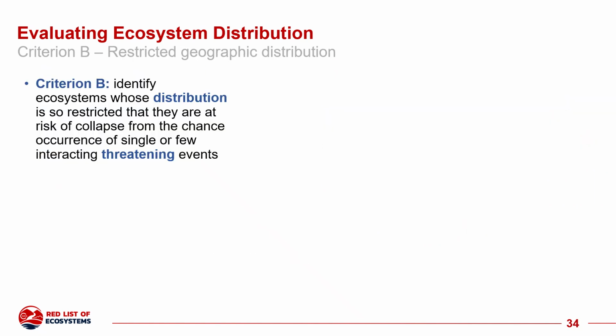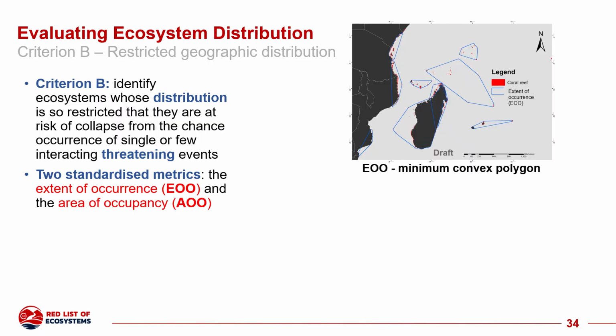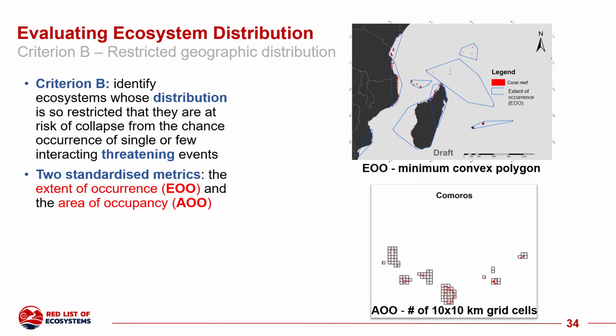Criterion B is used to identify ecosystems whose geographic distribution is so limited that they are at risk of collapse due to the chance occurrence of one or a few threatening events, such as a cyclone, bleaching event, or disease outbreak, completely wiping out the ecosystem. To assess Criterion B, the Red List of Ecosystems framework uses two standardized spatial metrics: extent of occurrence, EOO, the area within the outer boundary of the ecosystem's known distribution, and area of occupancy, AOO, the actual area occupied by the ecosystem measured in grid cells.